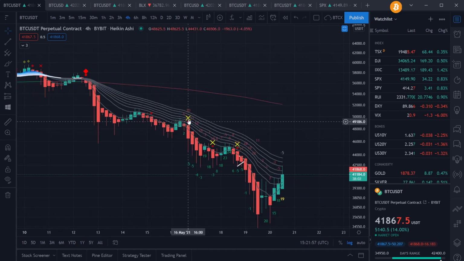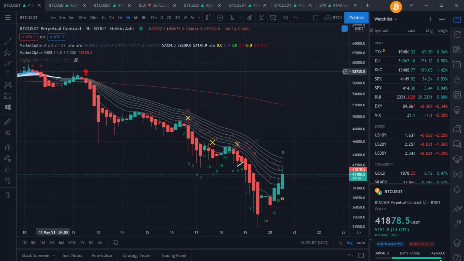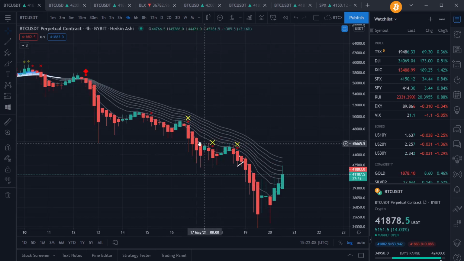And yes, the yellow X's. Now to get into the yellow X's, these mean manipulation. Sorry, let me get rid of the DBSI. These yellow X's mean manipulation. So the price is being manipulated in a way that they're going to most likely try to push it down. That's usually the way it happens.